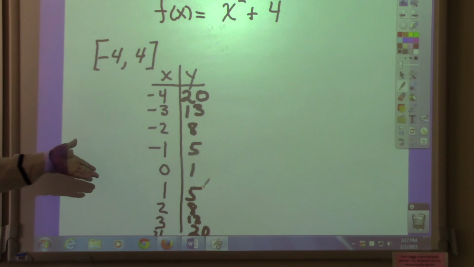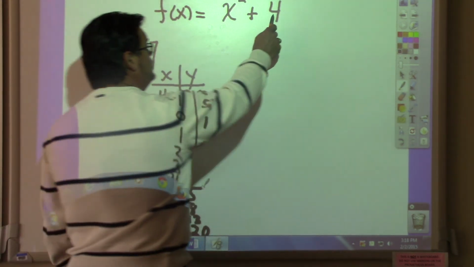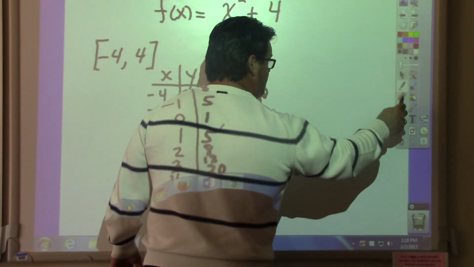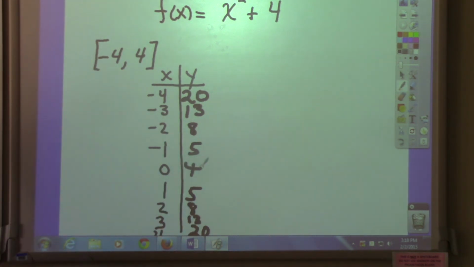Now, that's pre-algebra. Let me make sure I didn't make a mistake. 1 squared is 1 plus 4 is 5. 2 squared is 4 plus 4 is 8. 3 squared is 9 plus 4 is 13. 4 squared is 16 plus 4 is 20. Why did you put 0? What's 0 and 1 right there? It should be a 4, I'm sorry, I thought that was a 1, my bad.